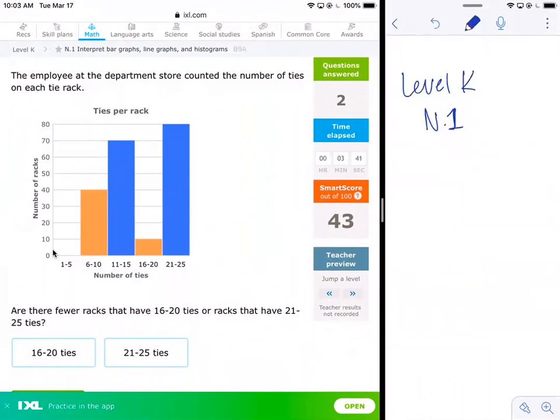Right, so number of racks that have 21 to 25 is this blue bar here, or 16 to 20 that is this orange bar here. They want to know which one has fewer racks. So this one has 10 racks, this one has 80 racks. So I know that 16 to 20 is the best answer.